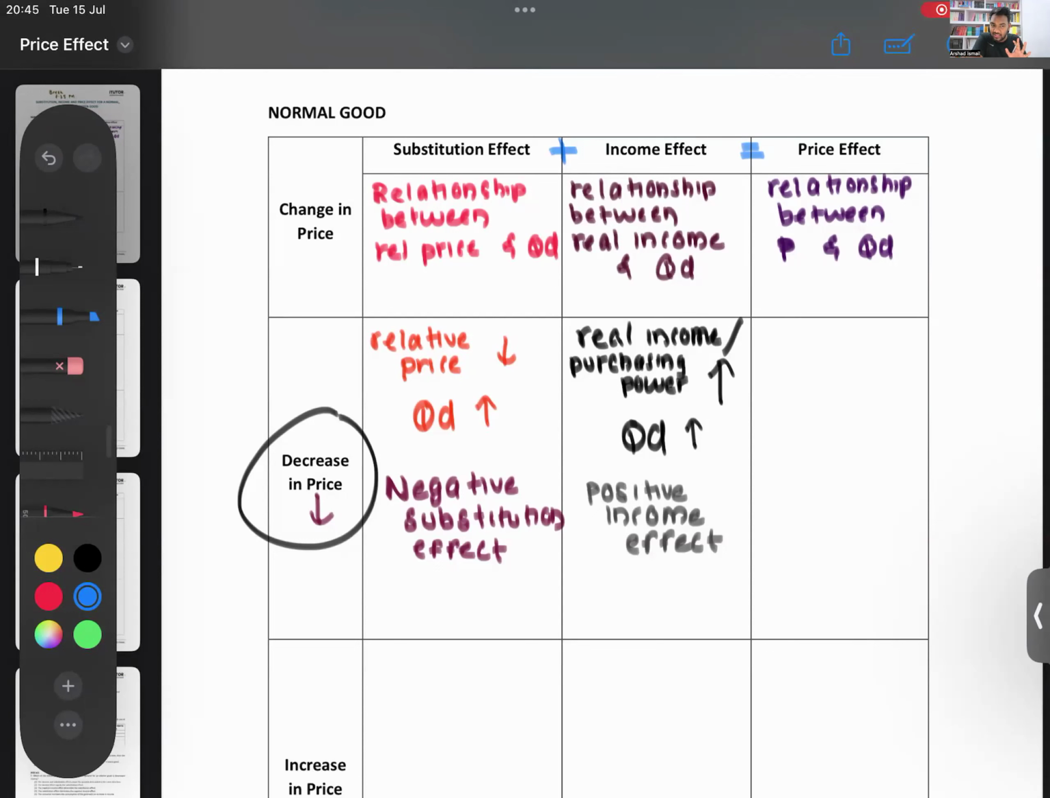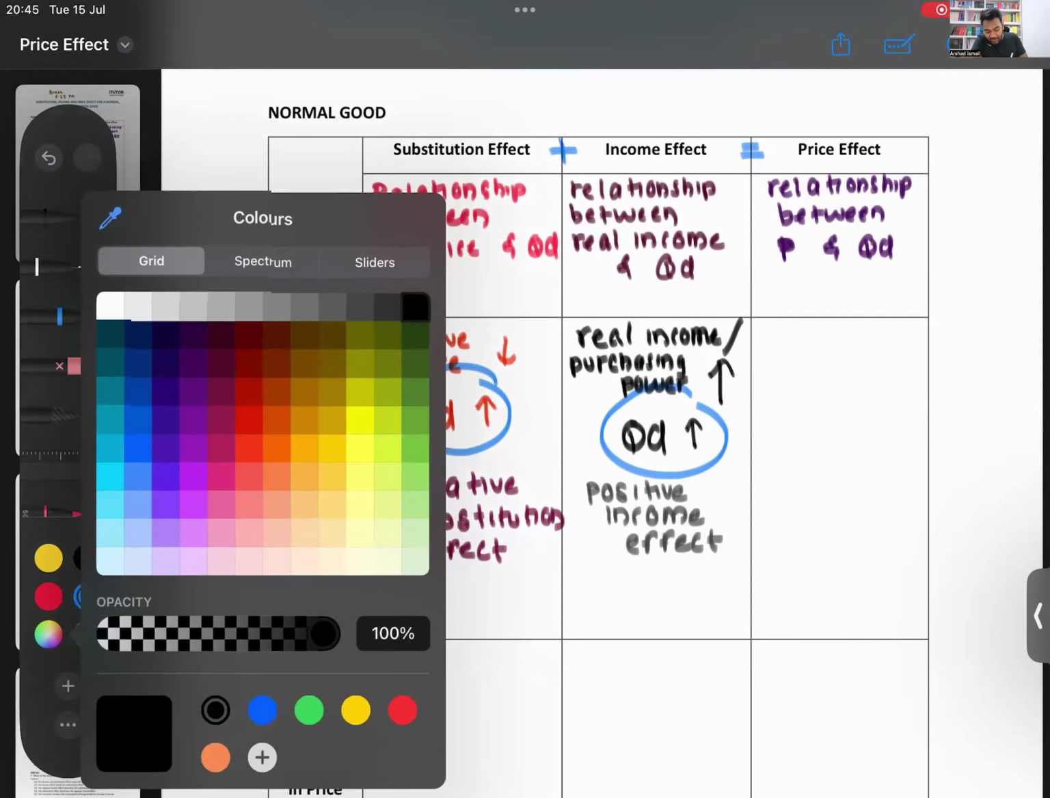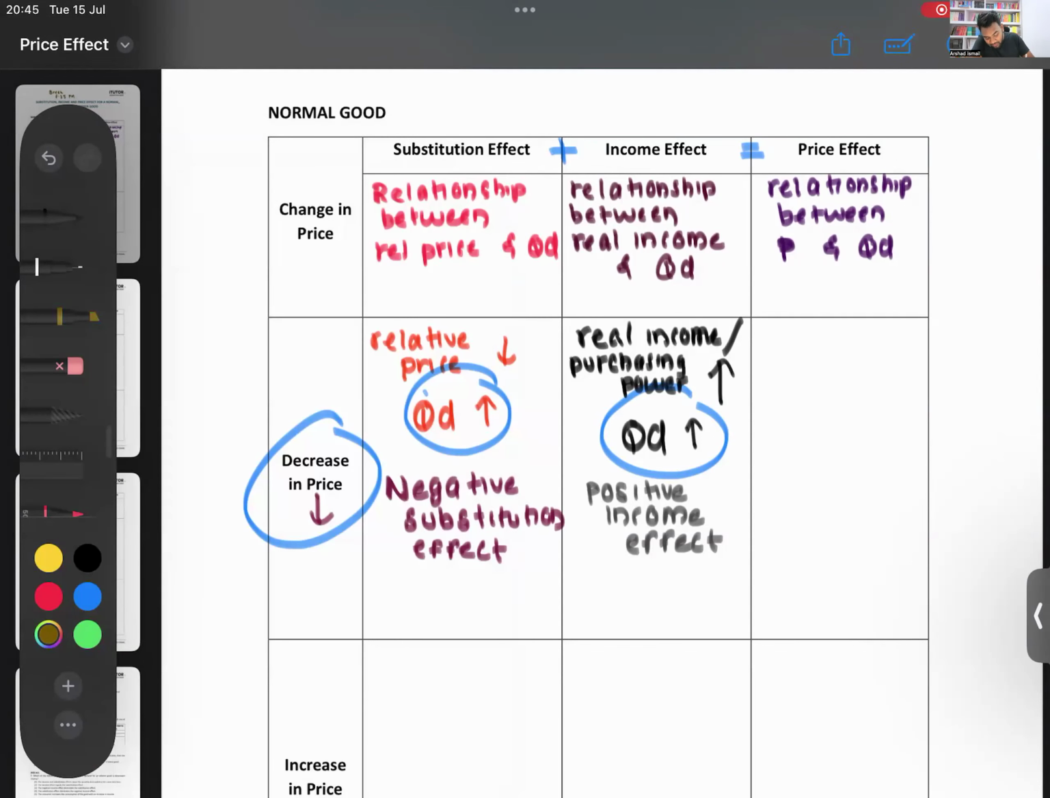Right? Now, look at this. When the price of the good decreases, based on the substitution effect, they are saying, look here, we are going to increase QD. Income effect is saying, yeah, based on us also, QD will increase. Both of these combined is what you call the price effect. So based on the price effect, when the price of a good reduces, what will happen to quantity demanded?